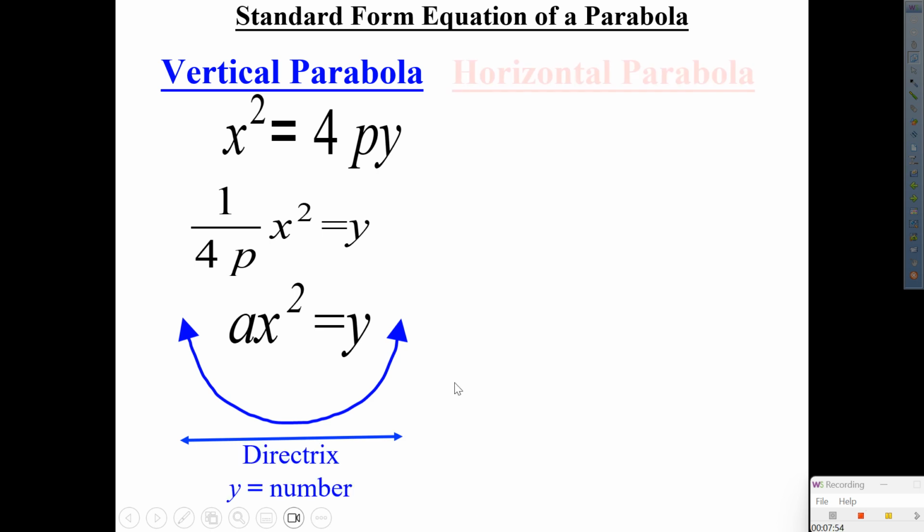So, on your paper, on the right side, copy horizontal parabola. And right now, don't copy any of this yet. We just copy the first equation, right? Vertical parabola and the first equation. Okay? So on the right of that, in red, horizontal parabola.